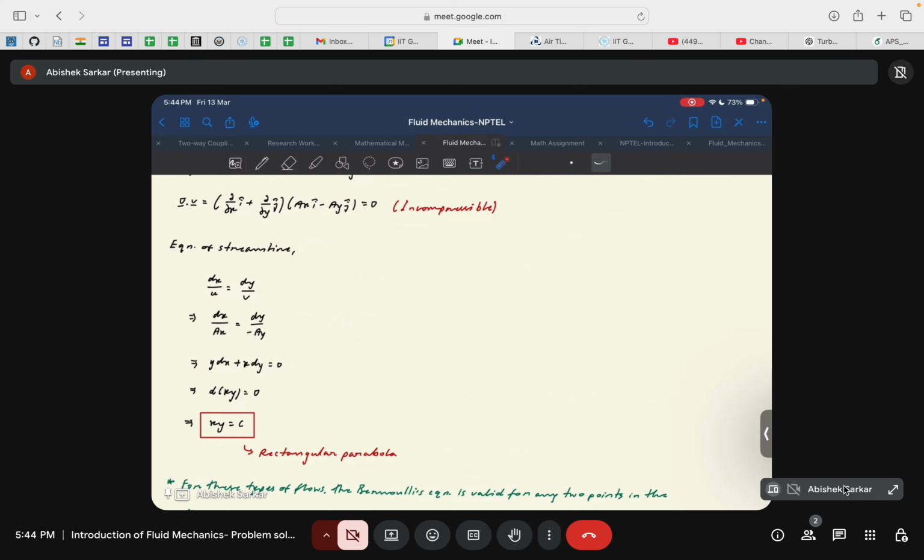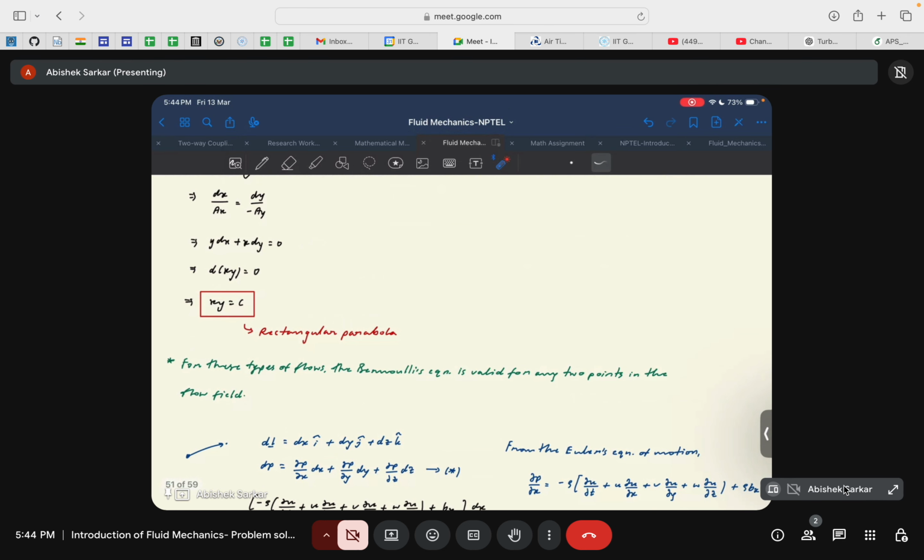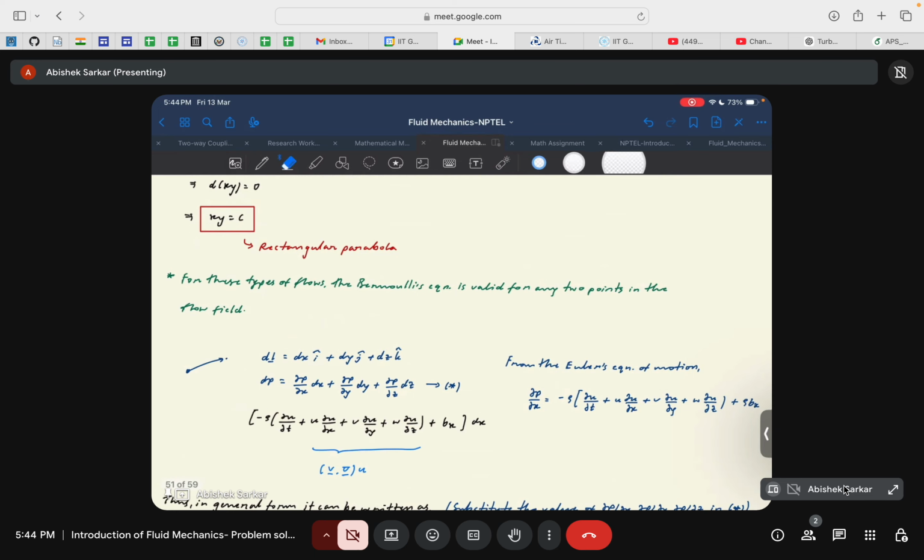So just to analyze this flow even further, let us try to find the equation of streamline for this kind of flow, okay. The equation of streamline is found by using dx by u is equal to dy by v. U is ax, v is minus ay. If you simplify this equation, you will get y dx plus x dy, which is the derivative of xy, d of xy. And if you integrate it, you will get xy is equal to some constant. And this equation is the equation of a rectangular hyperbola. Sorry, I have made so many mistakes.